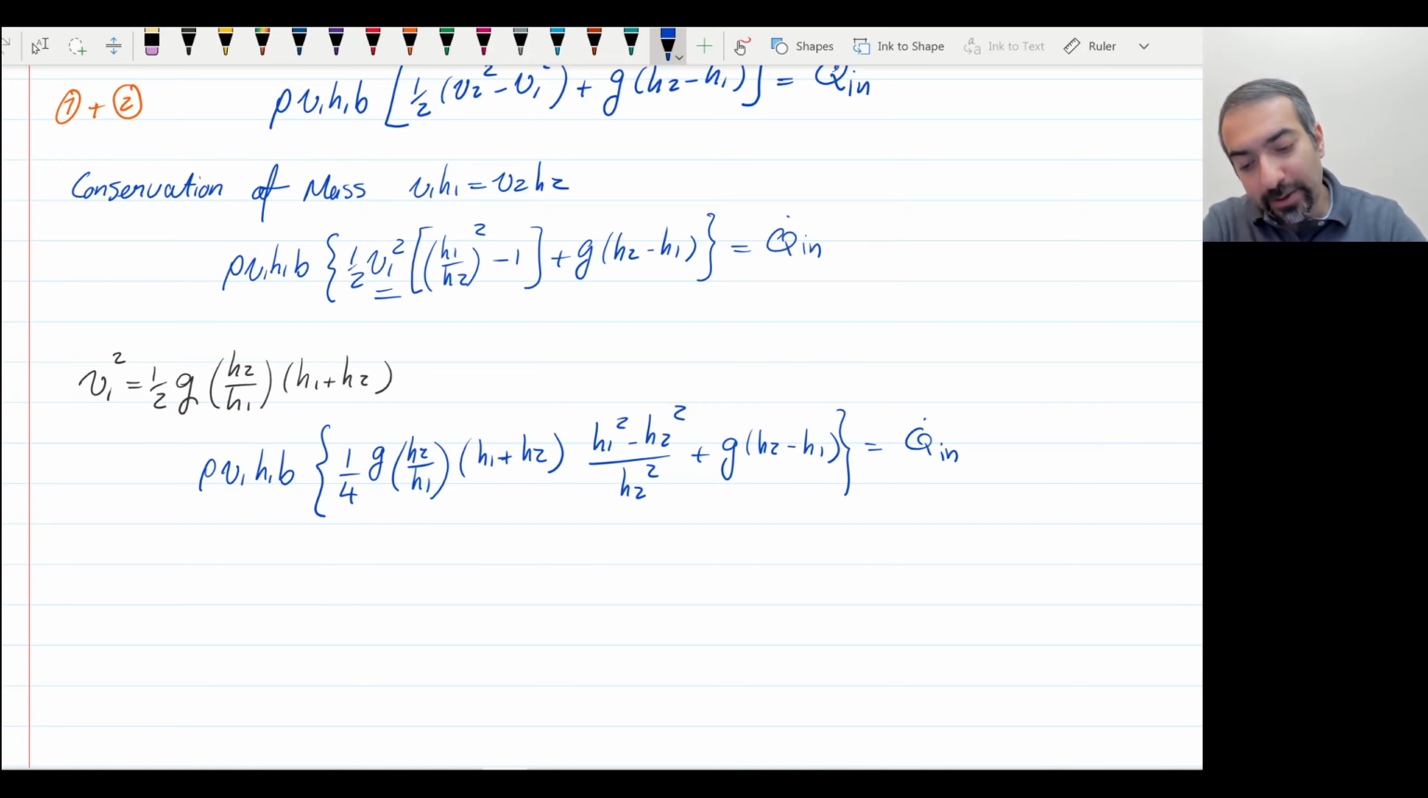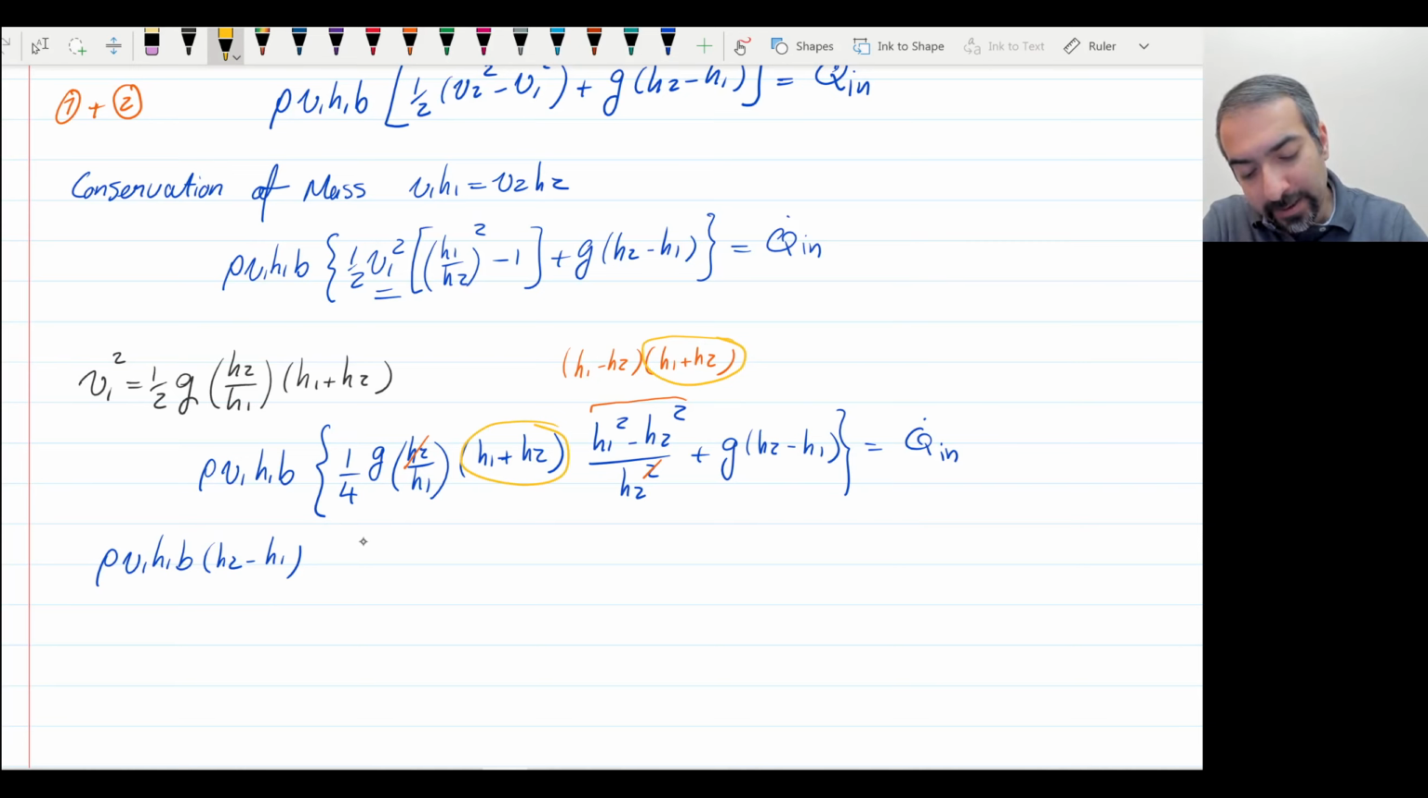All right, now let's see what kind of simplifications we can make. I can take h1 and h2 out of curly brackets, so I have rho v1 h1 b times (h2 minus h1). Now h2 cancels with 1 power of h2 here, and then there's going to be h1 plus h2. So this term I'm actually writing as (h1 minus h2) that I took out of the parentheses times (h1 plus h2). And the second term, this term and this term together make (h1 plus h2) to the power 2. So therefore, what I'm going to have is (h1 plus h2) to the power 2.